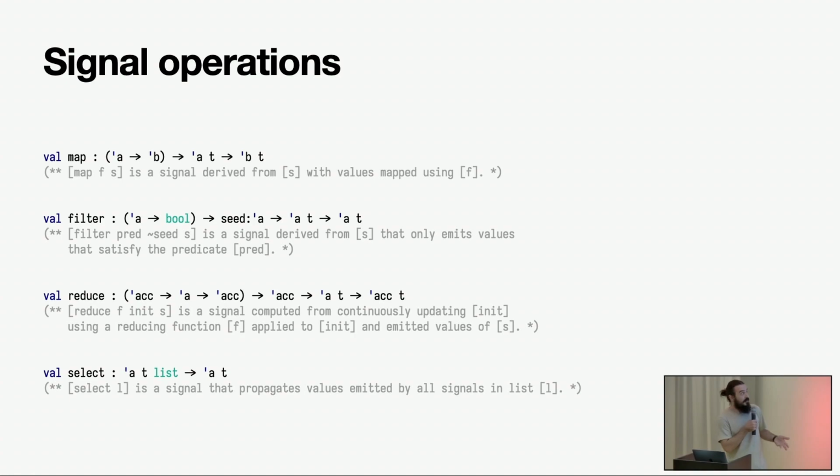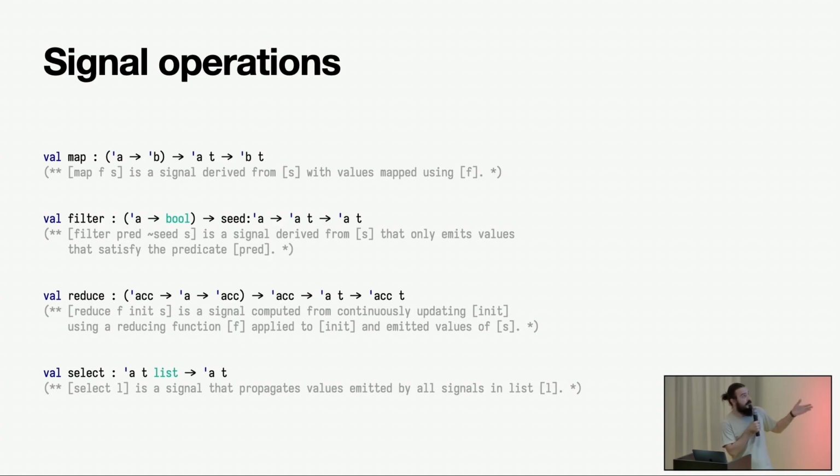Let me tell you a few things about these functions. So with map, we take a function from A to B, and we lift it to be a function from A signal to B signal. The A signal is still there. All of the subscribers of A signal are still going to be getting the values. It's just that the B signal is going to be getting new subscribers with the function mapped so that we can change the value.